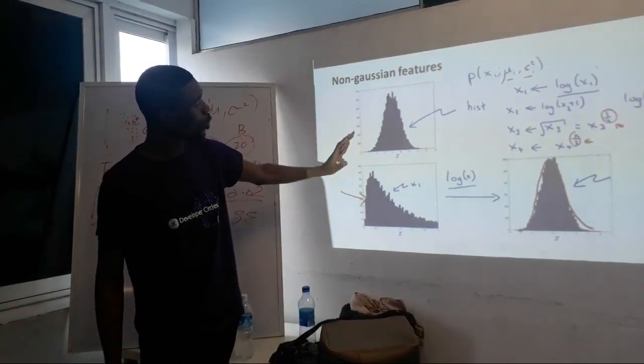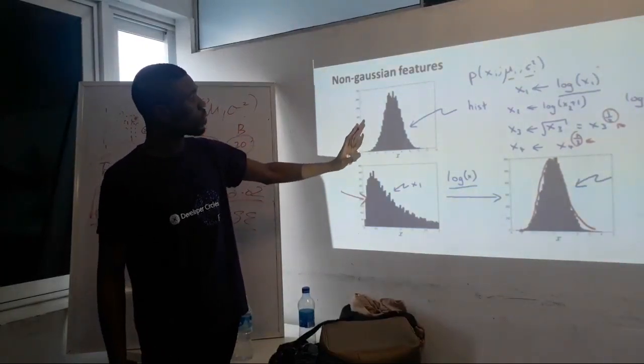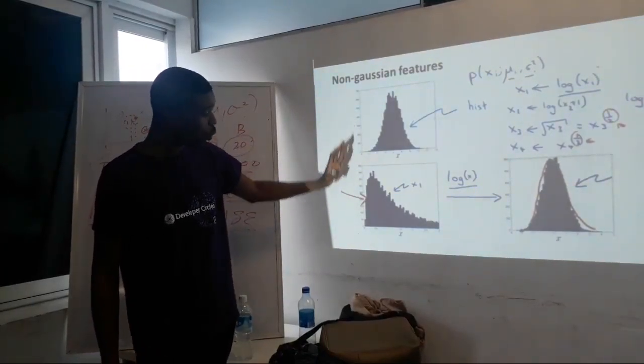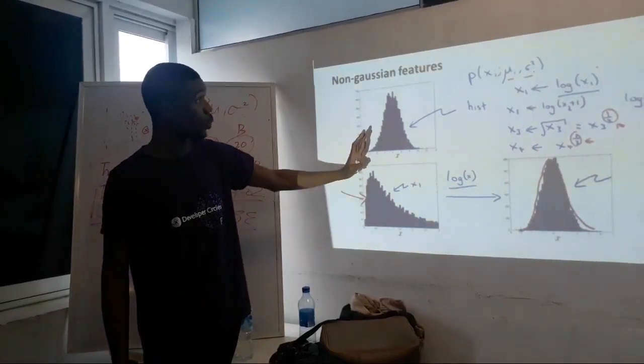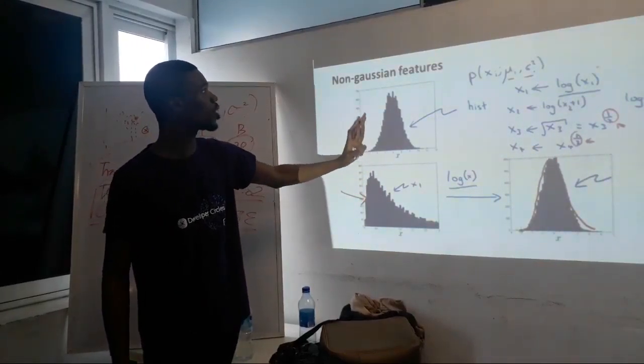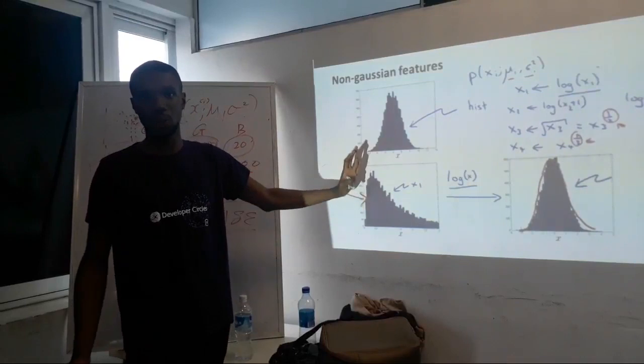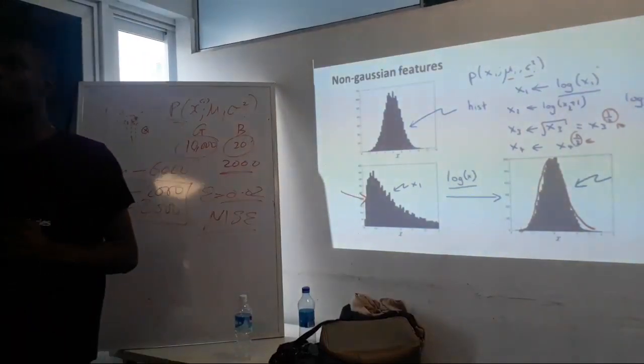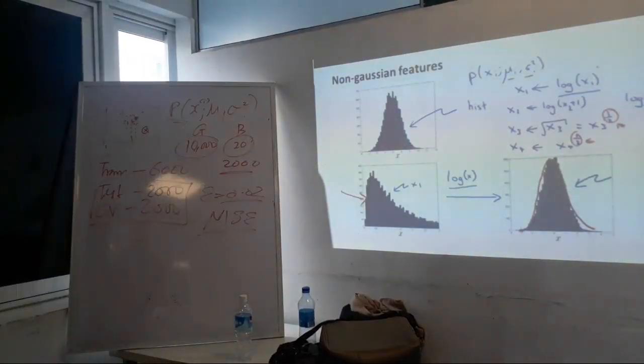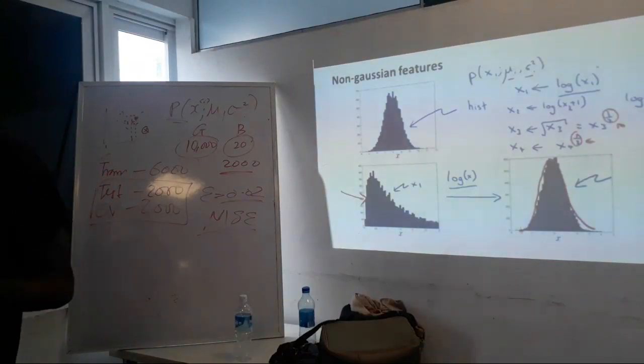So what we are going to do is transform this. How are we going to transform this non-Gaussian to Gaussian? If you remember when we did SVM, you remember SVM, right? So you remember what the kernel does. You guys remember what the kernel does, right?